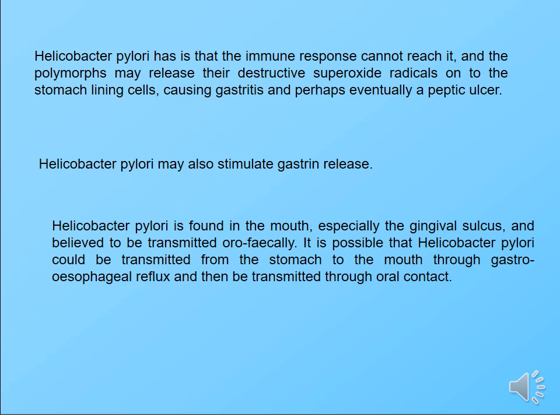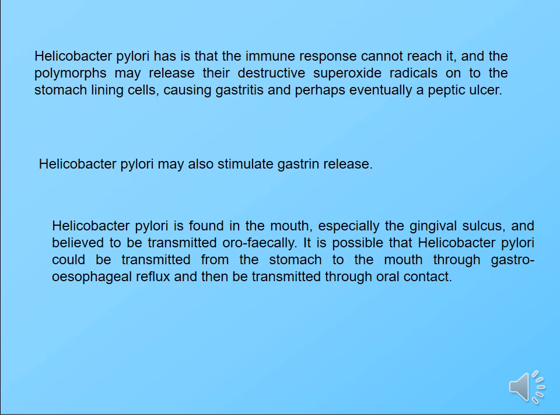Because there is no blood or lymphatic supply within the mucosa of the stomach or duodenum, Helicobacter pylori can grow and lead simply to gastritis, or may lead to peptic ulcer. Helicobacter pylori may also stimulate gastrin release. This bacterium may stimulate the gastrin gland to release gastrin, which leads to a change of the gastric acid to bicarbonate and ammonia.